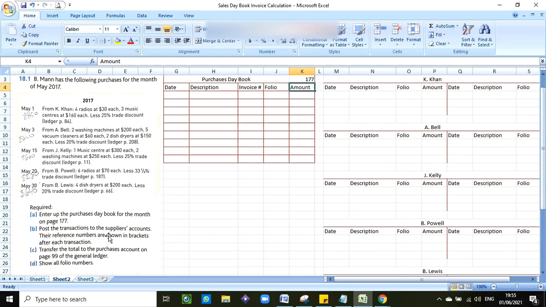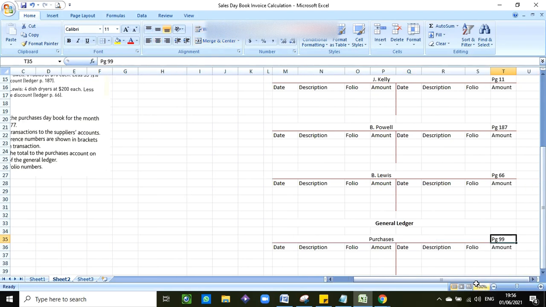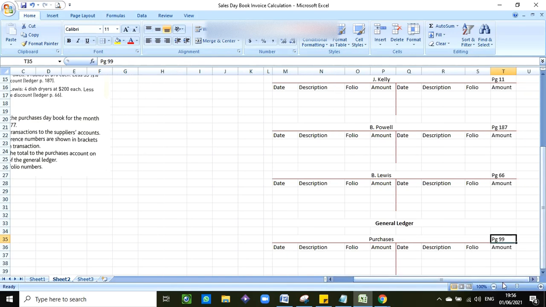And then post the transactions to the suppliers' accounts. The reference numbers are shown in the brackets after each transaction. So it's telling you to use these numbers right here that I just explained to you. Then transfer the totals to the purchases account on page 99 of the general ledger. So I have a general ledger here, which is purchases, and it's page 99. So that's instruction C, purchases is page 99. Show all folio numbers. So we're going to be using those numbers right now.